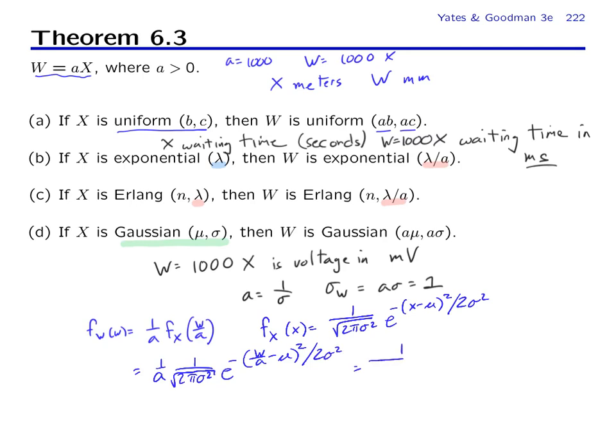And with a little algebra, you can rewrite this as 1 over the square root of 2 pi (A sigma) squared, e to the minus (W minus A mu) squared over 2 (A sigma) squared. And this confirms that this is a Gaussian PDF with expected value A mu and variance (A sigma) squared.